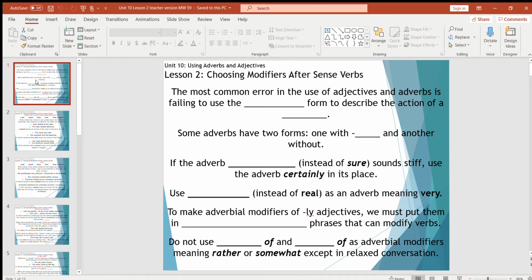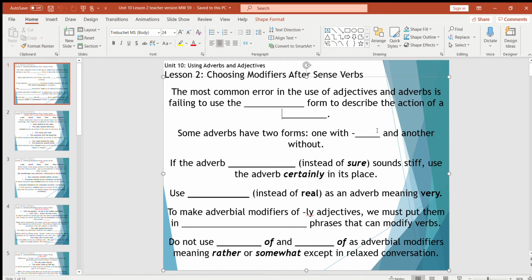The most common error in the use of adjectives and adverbs is failing to use the adverb form to describe the action of a verb. Okay, so first of all, if it's an action word, what part of speech is it going to be? A verb. And what part of speech describes verbs? Adverb. So failing to use the adverb form to describe the action of a verb. And some adverbs have two forms. One ends with what two letters, and the other does not have them?